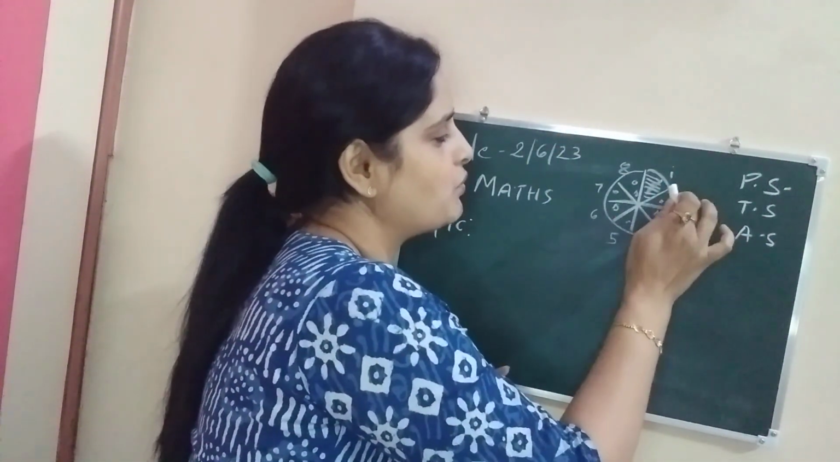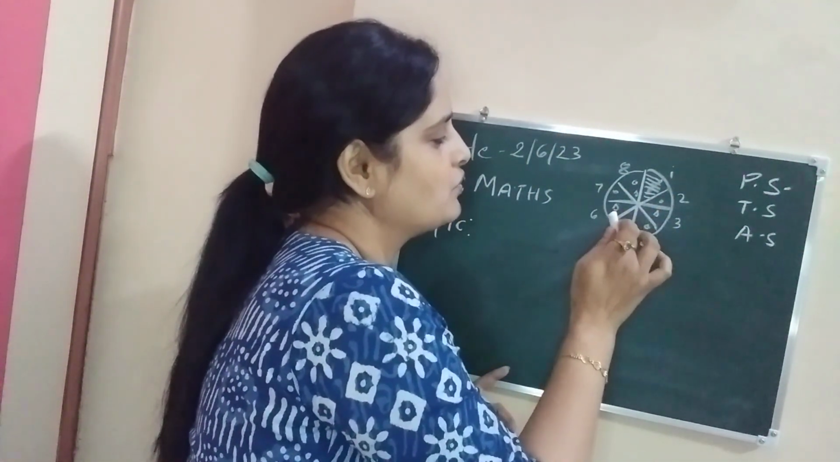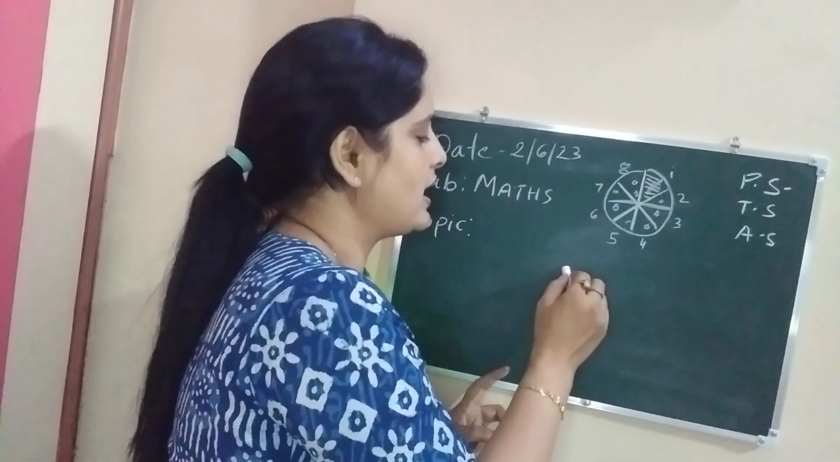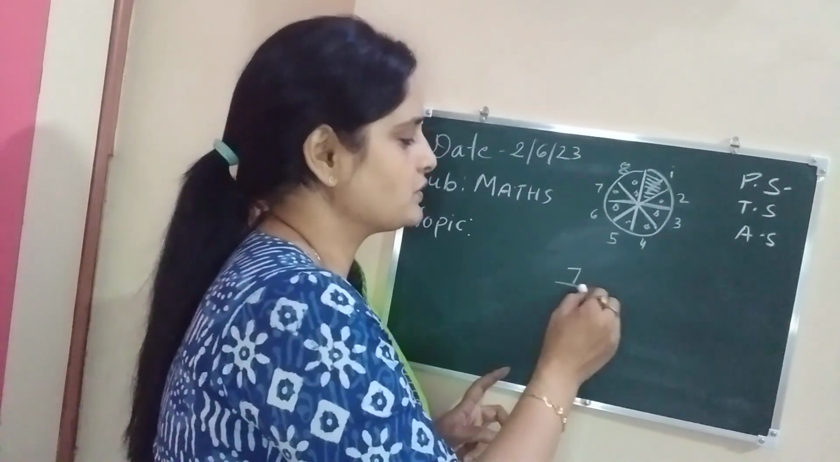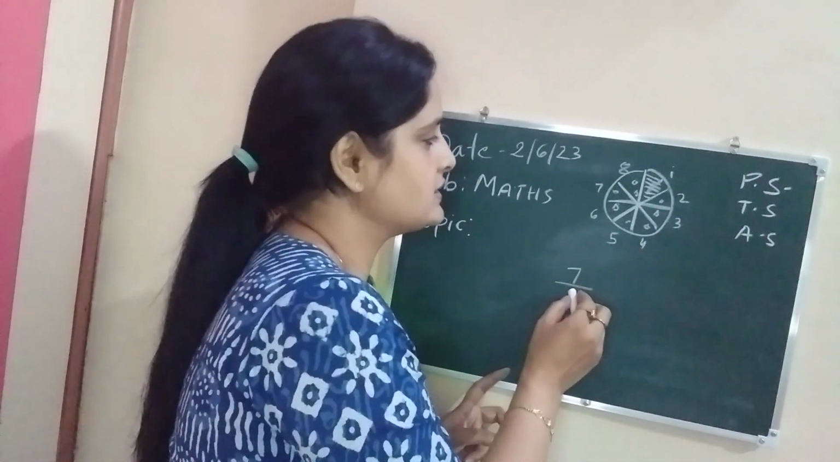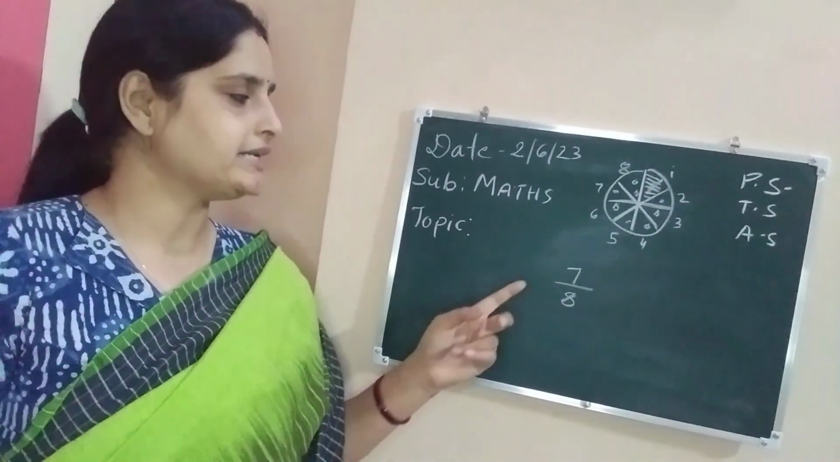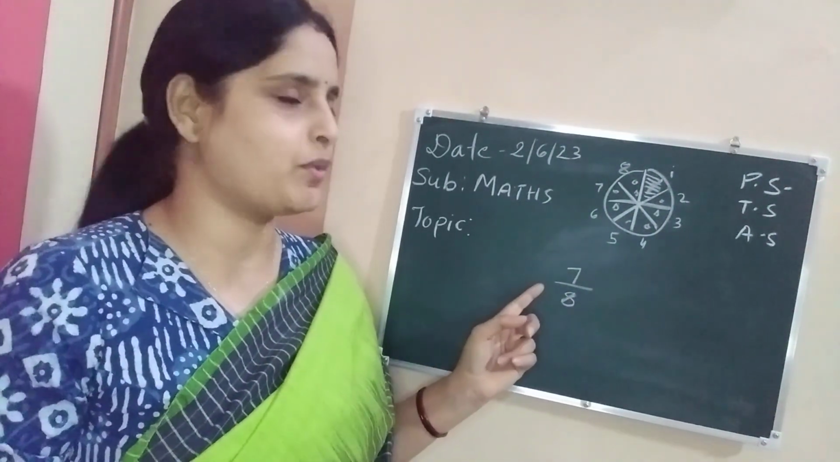Let's count. 1, 2, 3, 4, 5, 6 and 7. Now 7 are remaining. And what was the total number of slices? That is 8. Right. So it is like 7 upon 8.